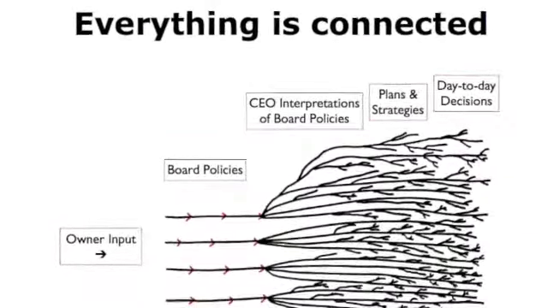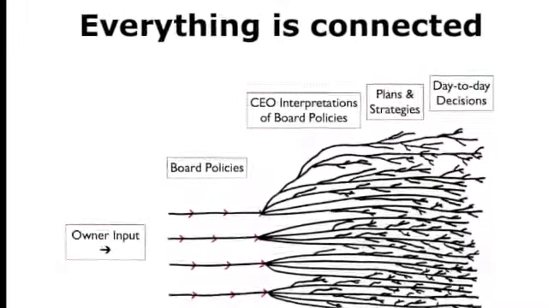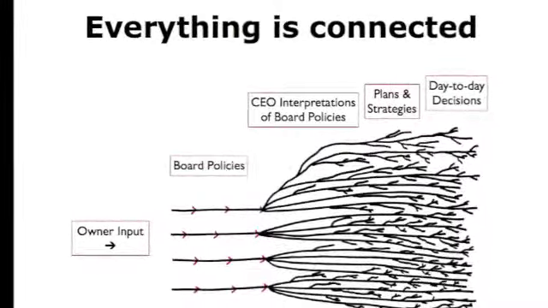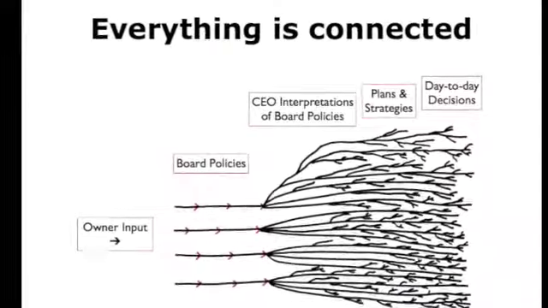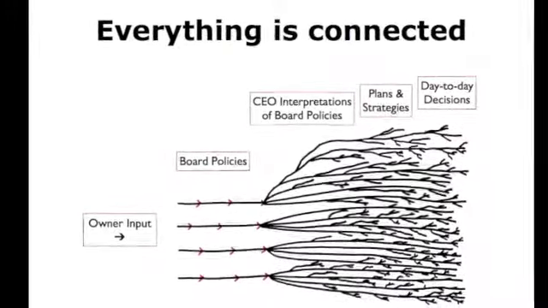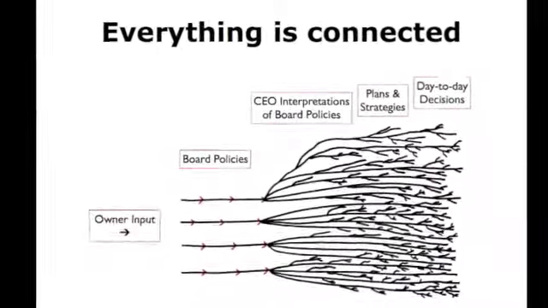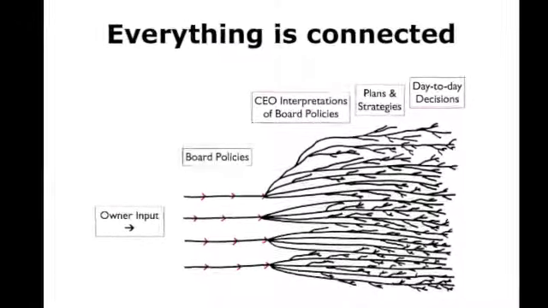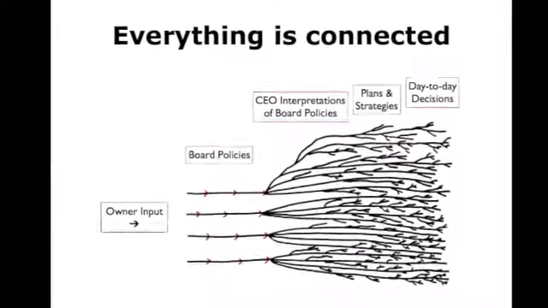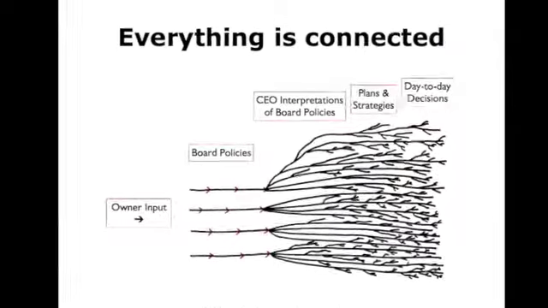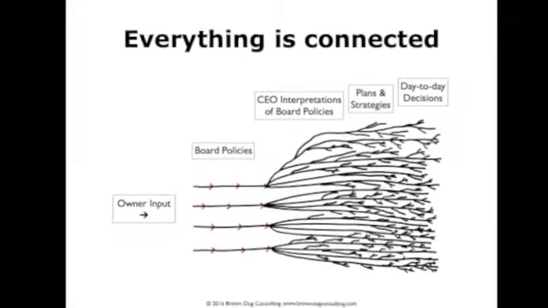And in the end, you get that alignment between the inputs going into the organization and the results coming out the other end. Owner input combined with good information and board member values feed into the board policies, which then get interpreted, which then drive plans and strategies and day-to-day decisions. Everything is connected.